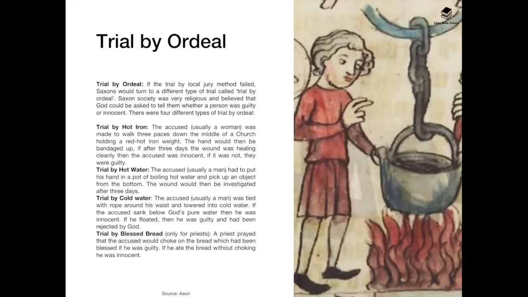If after 3 days the wound was healing cleanly, then the accused was innocent. If it was not, they were guilty. Trial by hot water. The accused, usually a man, had to put his hand in a pot of boiling water and pick up an object from the bottom. The wound would then be investigated after 3 days. Trial by cold water. The accused, usually a man, was tied with rope around his waist and lowered into cold water. If the accused sank below God's pure water, then he was innocent. If he floated, then he was guilty and had been rejected by God.